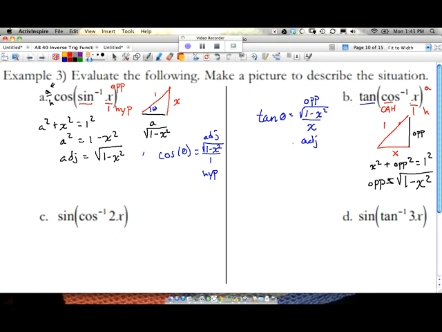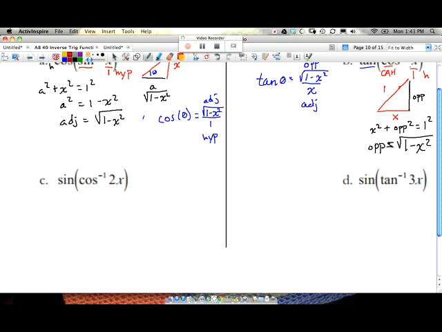Okay, we keep going. Same practice: we're going to draw a picture, find any missing pieces, and then work on the outer trig ratio. So this time, again, we're looking at cosine, adjacent over hypotenuse, which means this is really 2x over 1, so the adjacent is 2x and 1 is my hypotenuse. So in my picture I'm going to have 2x here and 1 for my hypotenuse.